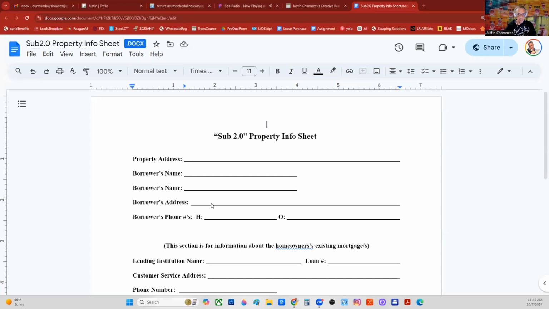All right. Now, why I say that's a good information sheet for you to use is because you're going to have a great title company or closing attorney. Yes, if you're going to take over a property subject to, you could probably just have the homeowner sign over a general warranty deed or maybe a quitclaim deed or something like that.